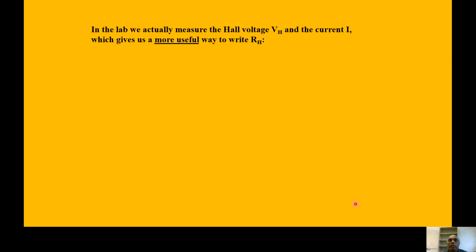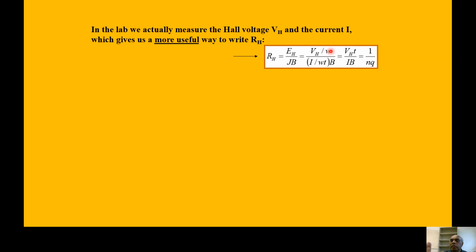Suppose your Hall voltage is VH, corresponding to EH. Then EH is given as VH divided by W, right? That's the potential gradient. So we can write, that's the definition of RH, EH over JB. Then EH you can write as the potential gradient VH over W. W is the distance between those two parallel planes where the charges are accumulated, that's the width.